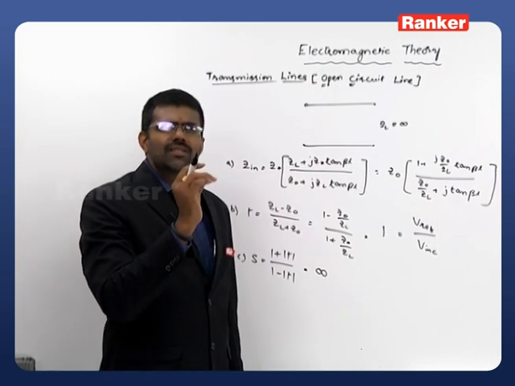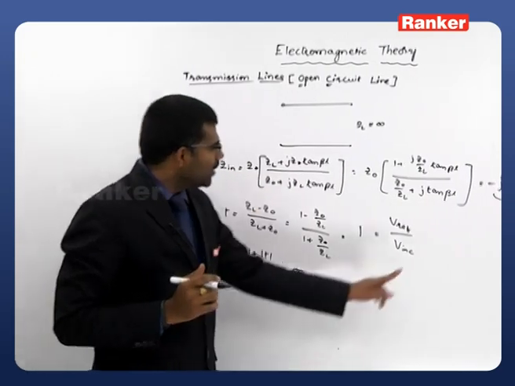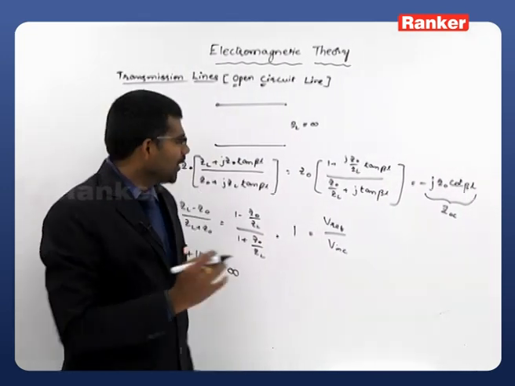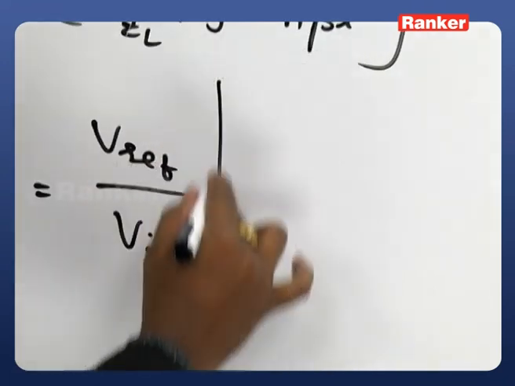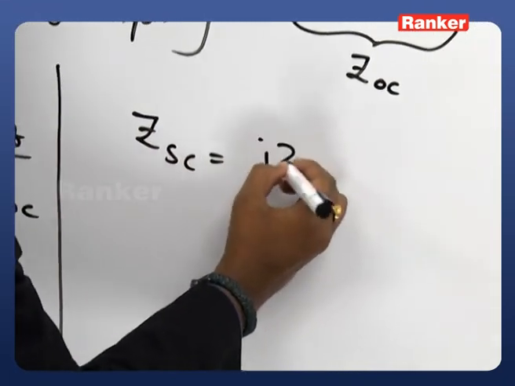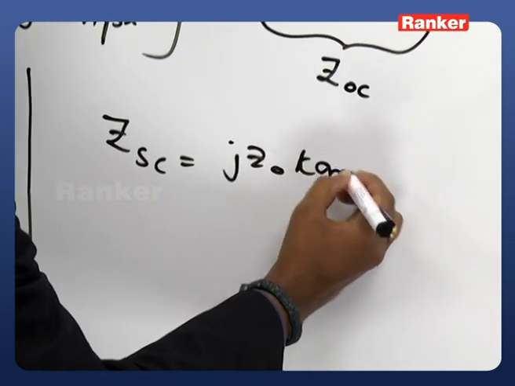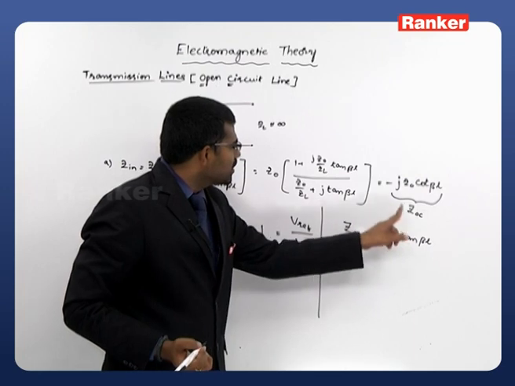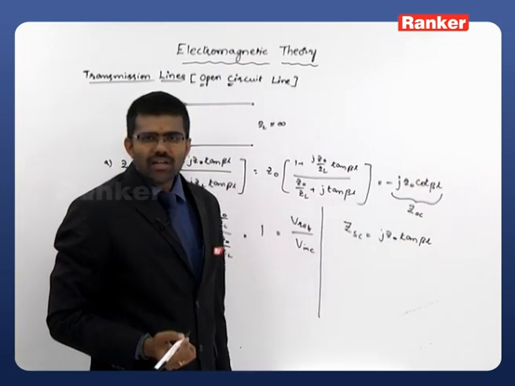Now we have a very simple and interesting equation between ZOC and ZSC. Just observe them. Prior to that, just recollect what ZSC is. ZSC is equal to jZ0 tan βL. That's what we have. ZOC is equal to minus jZ0 cot βL.